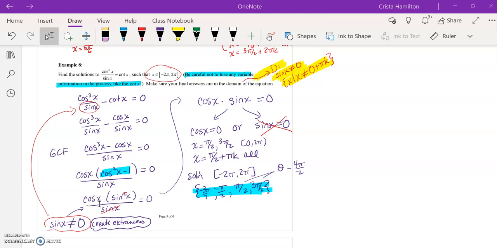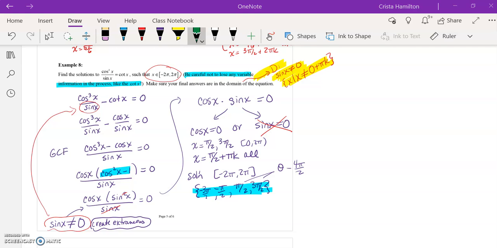All right, coming into this, I wanted to come back and talk about example 8 just a little bit more before we moved on. And most of what I wanted to talk about is this idea of this extraneous solution that you have to be careful of.